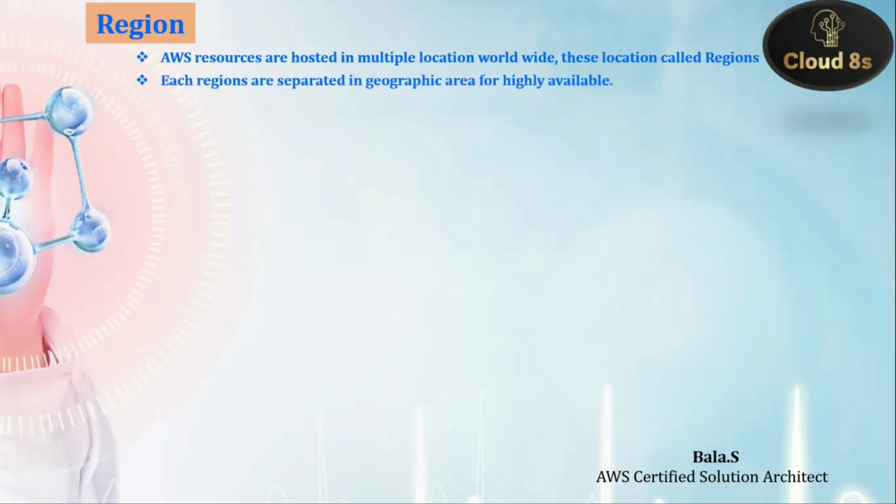Those regions are separated across geographical areas for high availability. In the AWS documentation, they provide categories like US and Asia, and under each category we can find different regions. For example, I have taken one of the regions called AP South 1. This is under Asia, and AP South 1 is a region hosted in India.